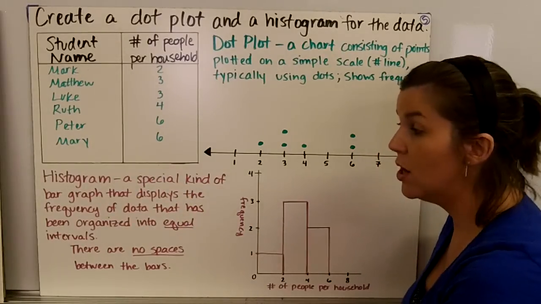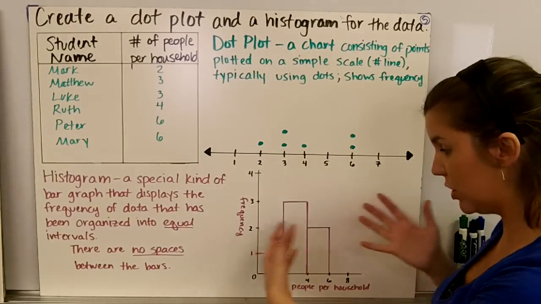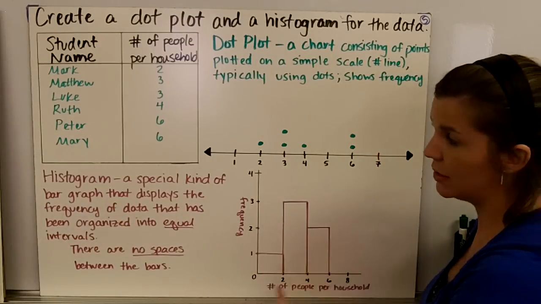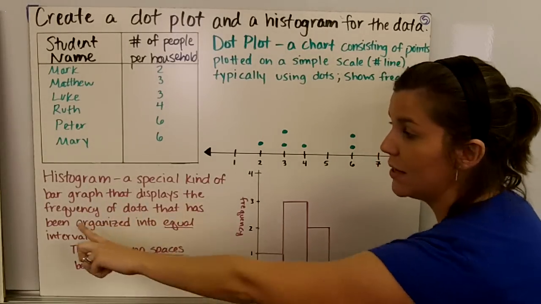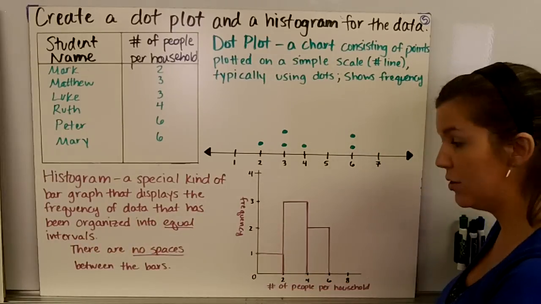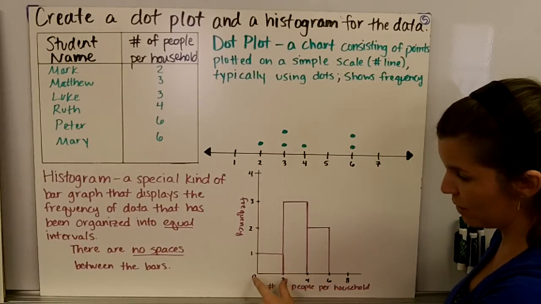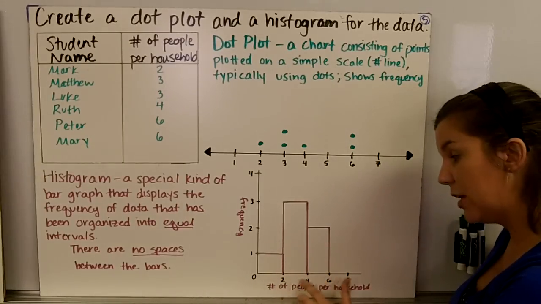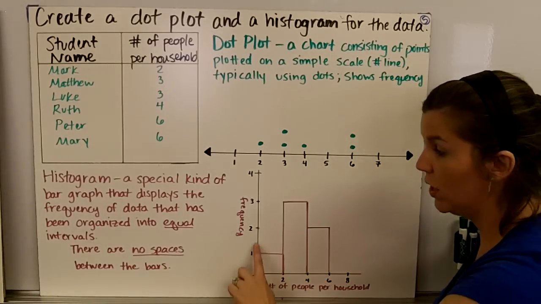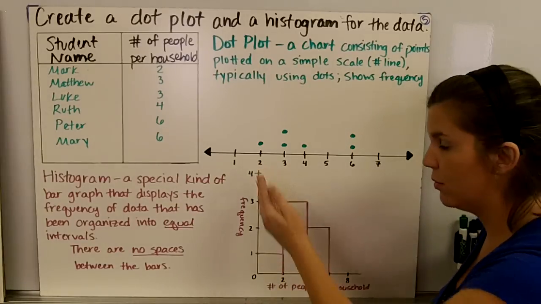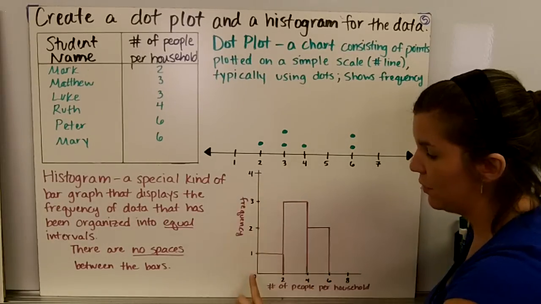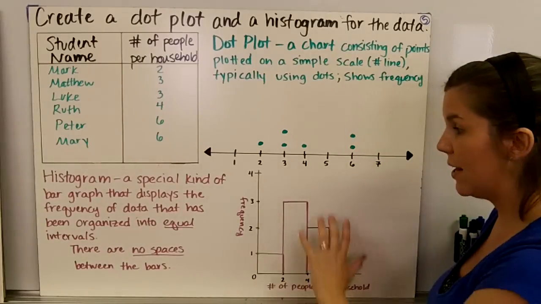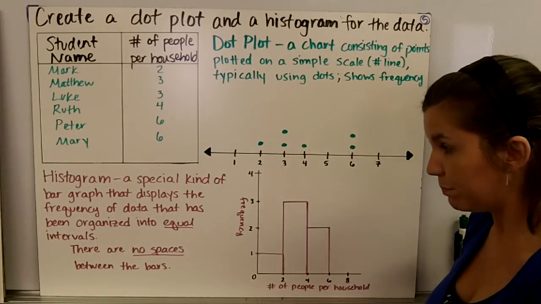A histogram also displays frequency. It's a special kind of bar graph, you see the bars, that displays the frequency of data that has been organized into equal intervals. If you look at my scale at the bottom, from 0 to 2, 2 to 4, 4 to 6, 6 to 8, these are equal intervals. The frequency axis, 1, 2, 3, 4, is equal intervals as well. Here I have the frequency and the number of people per household. So I'm displaying the same set of data on a different graph.